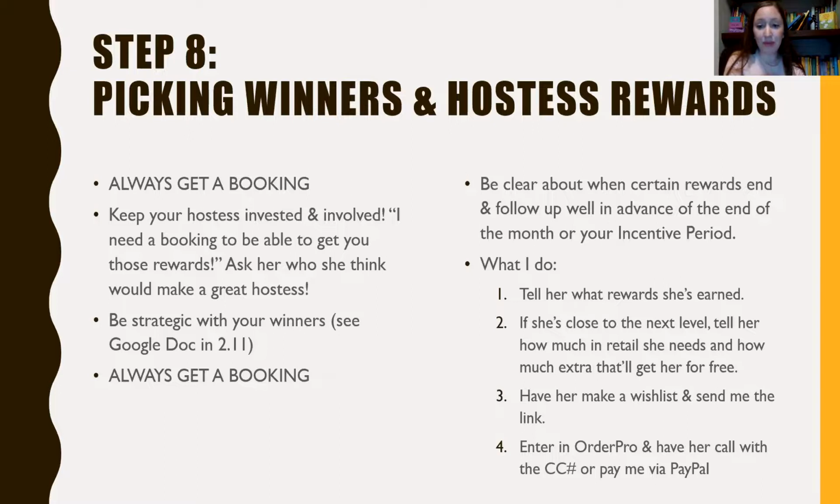And then I have her make me a wish list and send me the link because it keeps a running total and she doesn't have to think too much. And then I can just fit them in the right places. I ask for her address and I start the order in Order Pro and then I give her the total and have her call me or pay me via PayPal. So that's how that works.